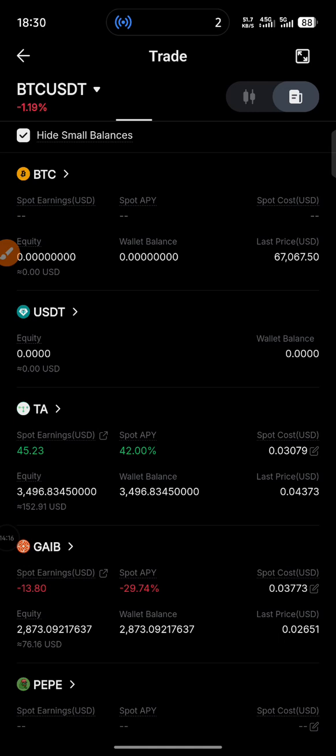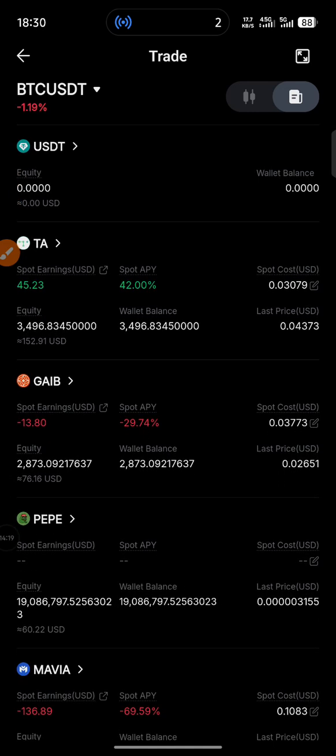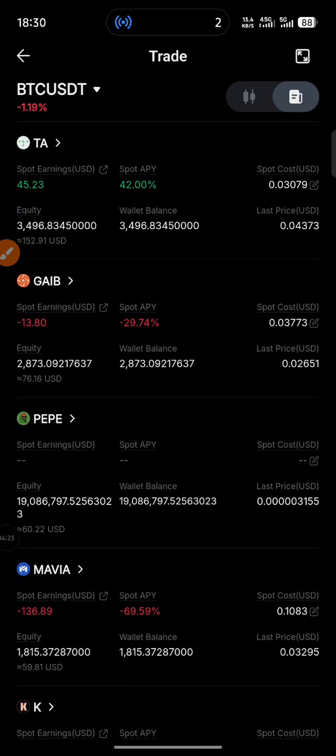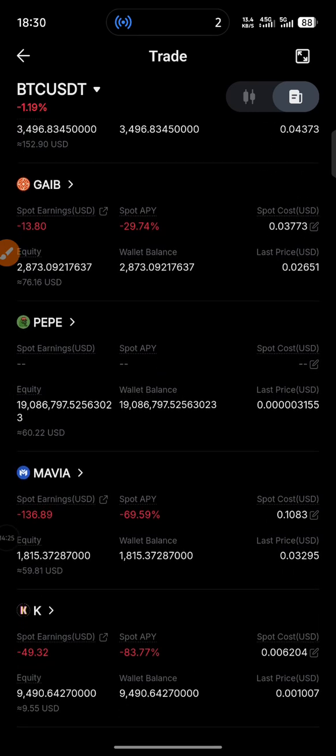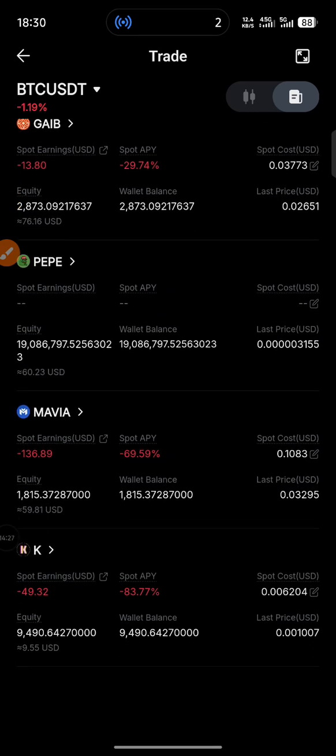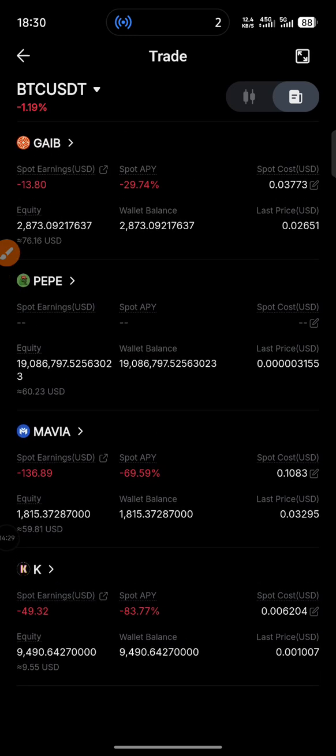I'm currently holding TA, Gaib as well, holding Peppercoin too. Some are gaining, some are minus. Holding Mavia as well, and also the K coin. You can see this is asset. This asset shows what I'm actually holding.